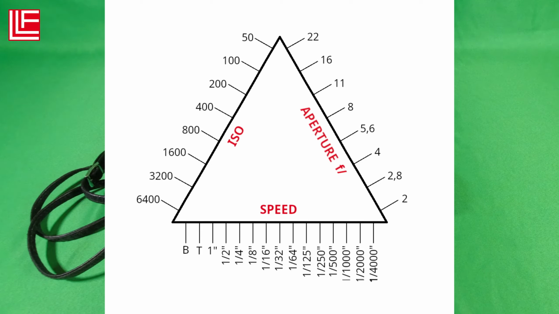Like, for example, the depth of field. With a fast shutter speed, you have a narrower depth of field, while with a slow shutter speed, you will have almost everything in focus.